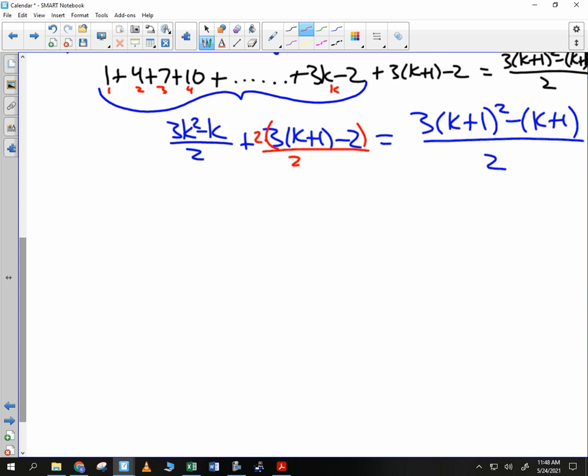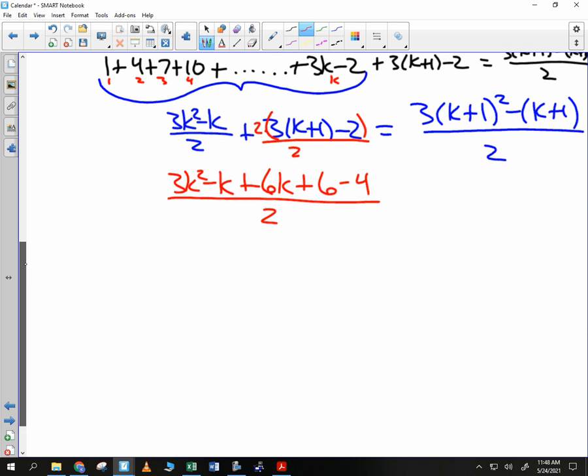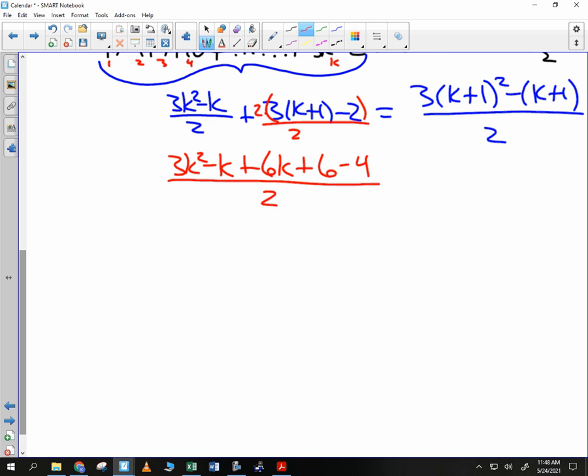Notice what you get. You get 3k squared minus k. And it'll be 6 times k, which is 6k. And it'll be 6 times 1, which is 6. And then 2 times negative 2, which is negative 4. And that bothers some people, but if we just gather it all together, we get 3k squared plus 5k plus 2 all over 2. Is everybody okay with that?